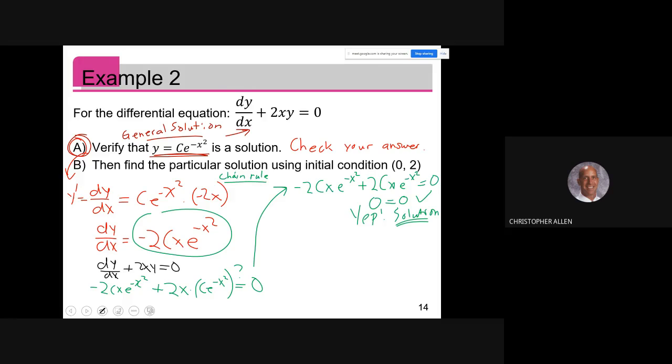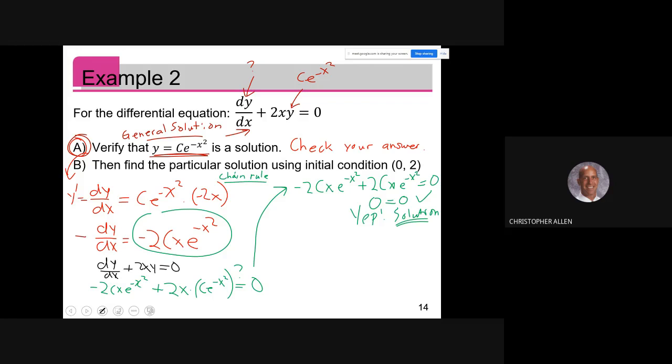The answer is they did integration, but we'll talk about that later, okay? They're just saying, hey, this is the solution, verify it. Okay, fine. So if I'm going to verify that this is the solution, I already know that for y, I'm going to plug in Ce to the negative x squared.